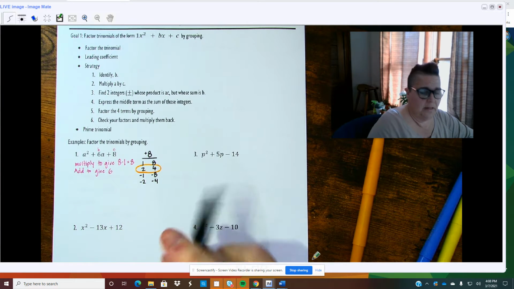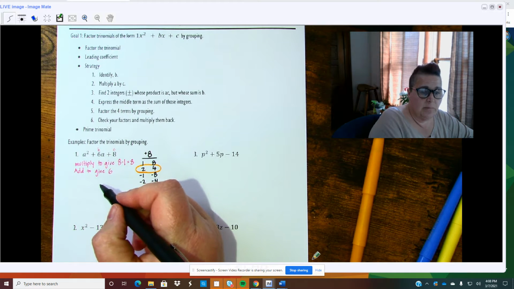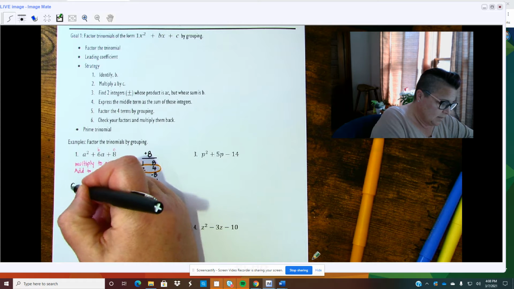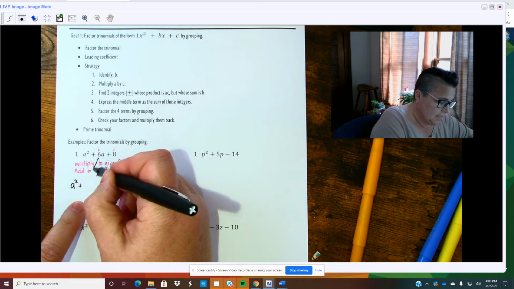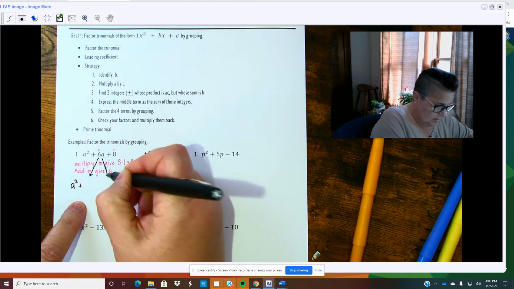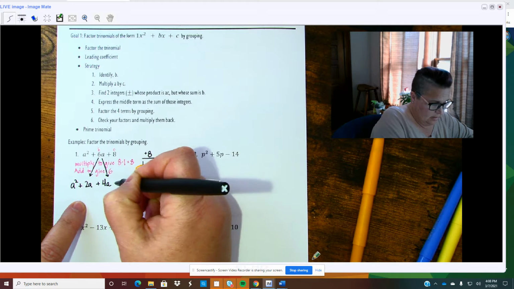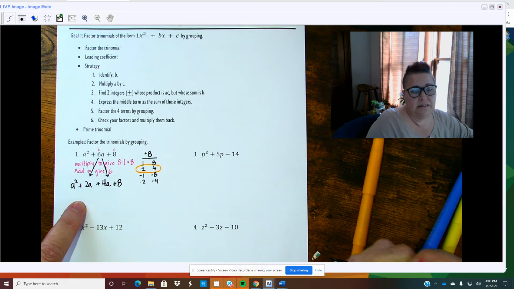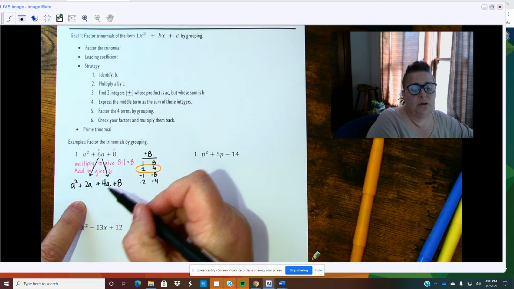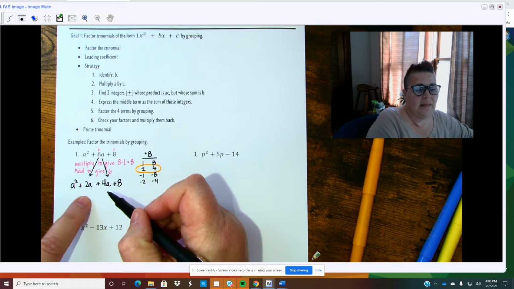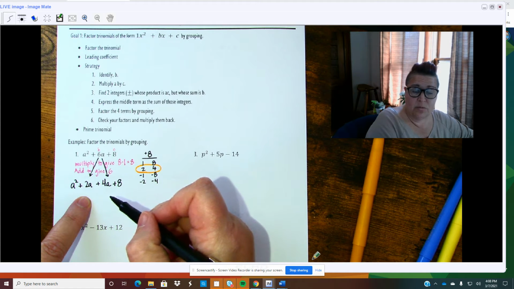Once I have done that, I want to express my middle term, 6a, as the sum of those. So I'm going to rewrite this as a squared plus, and I'm going to break that 6a apart into 2a plus 4a plus 8. So I've broken that 6a apart into two different terms, 2a and 4a. They added together will still give me 6a, but now I can factor by grouping.